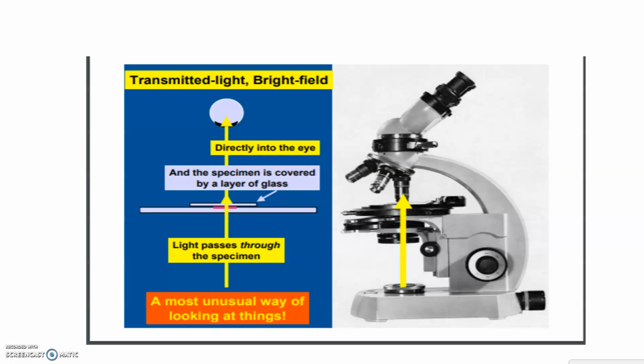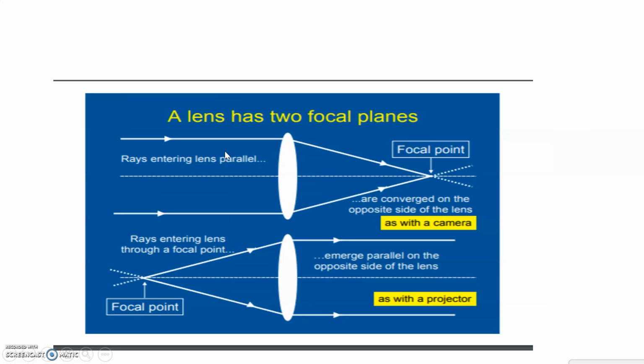So another picture, that is the transmitted light or bright field microscope. That is directly the most usual way of looking at things. This microscope we have in our laboratory. Light passes through the specimen, which is covered with a layer of glass, and from the specimen directly to the eye. So that is the principle.